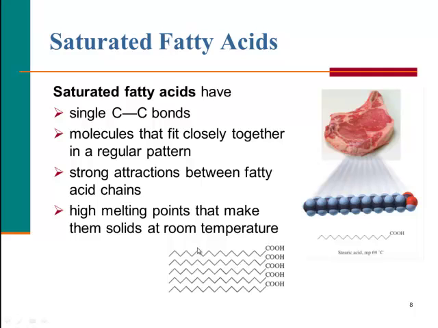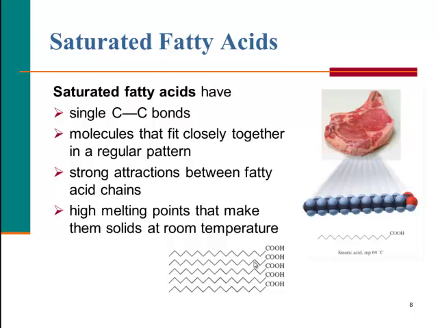And what that means is that these chains can line up next to each other really, really effectively. And because they can pack together in that way, they provide lots and lots of points of interaction. Now that's going to have ramifications on the way these fatty acids look at room temperature, or even the way they look in our bodies.